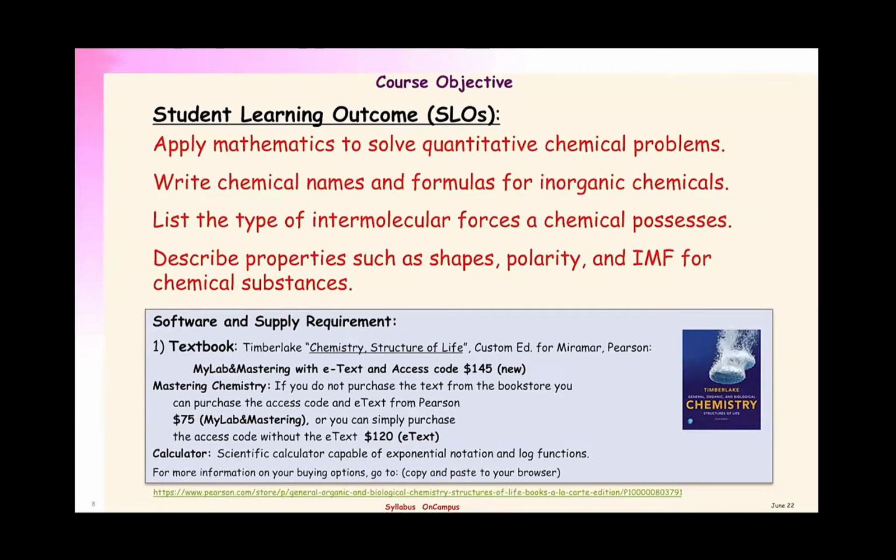We always have student learning outcomes because we want to make sure that what you're getting out of the course is something that you need as you move on. So the student learning outcomes for this class is the 4, and there's a syllabus quiz question on this. So make sure you pay attention. Apply math to solve quantitative chemical problems. That basically means that you're going to have to be doing math to solve some stoichiometry problem. You got to write chemical names and formulas for compounds. You got to be able to look at a formula and name it. Given the name, you got to be able to write the formula. Okay.